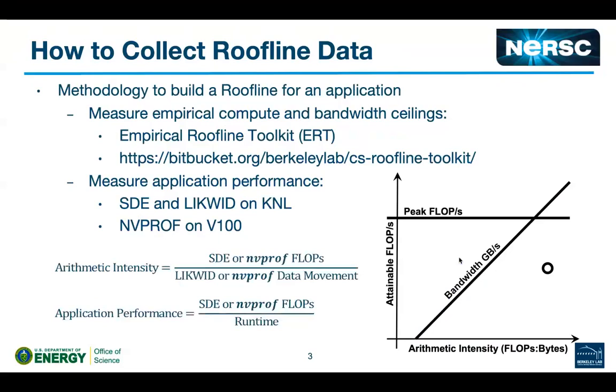So the raw measurements you have to collect are mainly three. First is the flops, which is the total number of floating point operations, and then the data movement in bytes, and then the runtime. And with these three data entries, we can calculate the x coordinate, y coordinate of this dot. So one is the arithmetic intensity in flops per byte, and then the gigaflops per second performance.